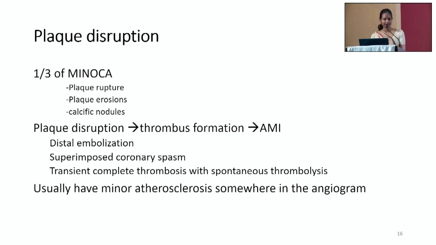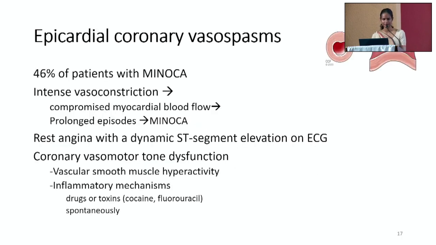But usually they have minor atherosclerosis somewhere in the angiogram. The angiograms are not completely normal. There's minor atherosclerosis somewhere in the angiogram. So, that is the first cause for MINOCA, plaque disruption. The second one is large coronary artery vasospasm.